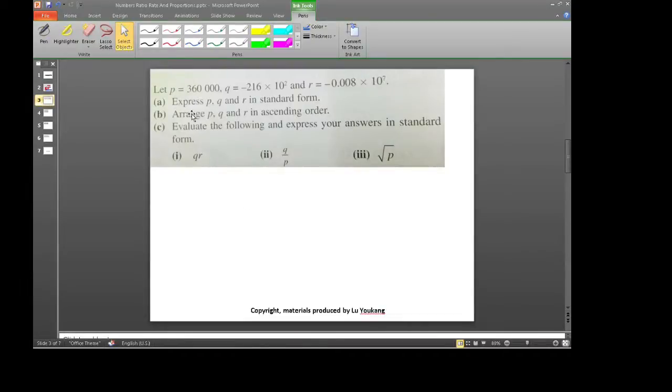Now let's take a look at a new question. We are asked to express PQR in standard form. Before we continue, I would like to point out that standard form is usually in this form: a times 10 to the power n, where a must be between 1 and 10 when it's positive.